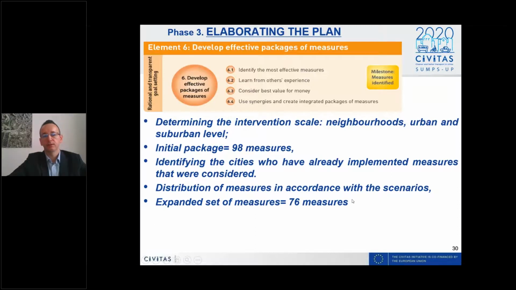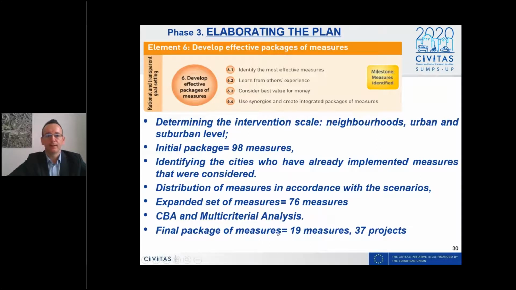We have used the Consult program, which was developed by the Institute for Transport Studies from the University of Leeds. And we had 76 expanded set of measures. And after applying the cost-benefit analysis and the multi-criteria analysis, we had a final package of measures, so 19 measures representing 37 projects, for a total estimated budget of 132 million euros until 2030.